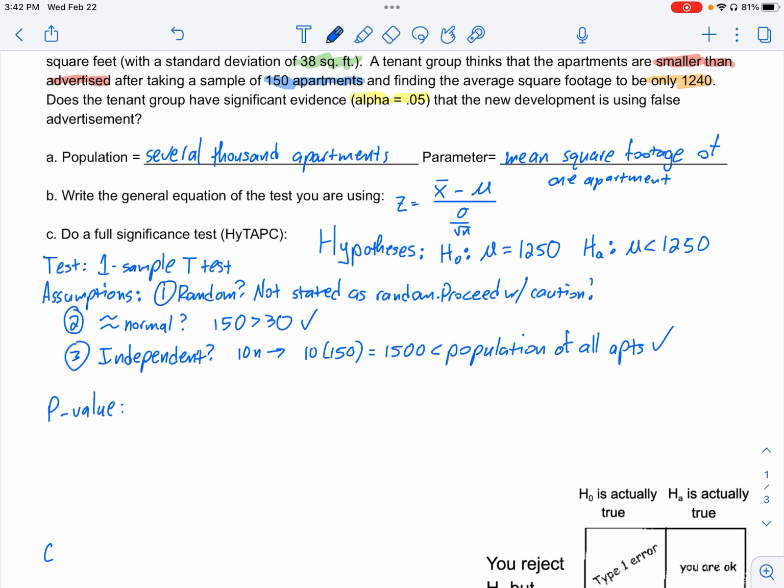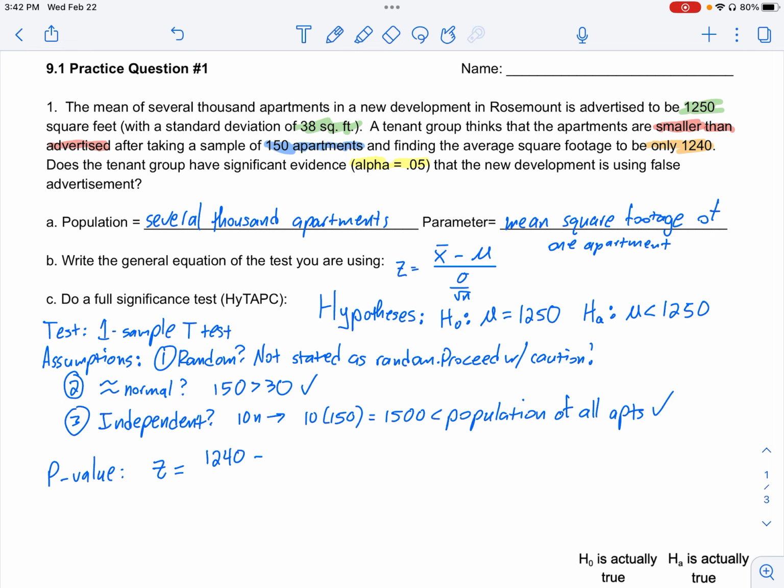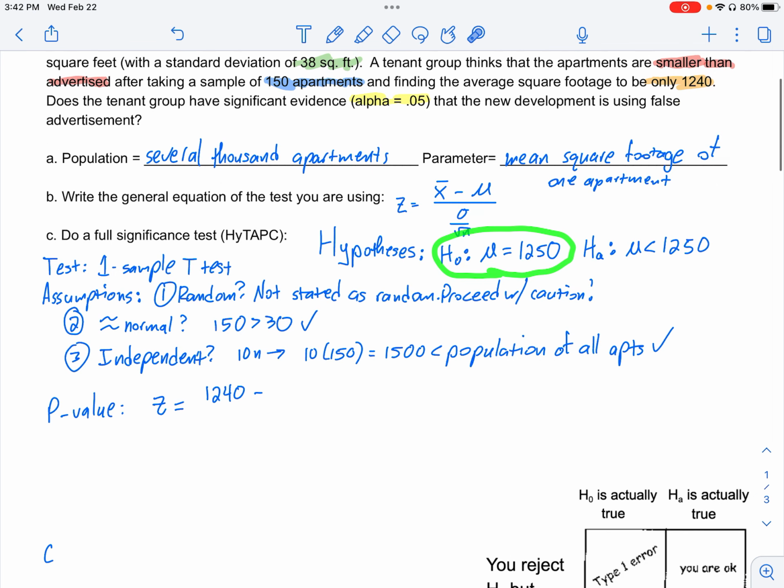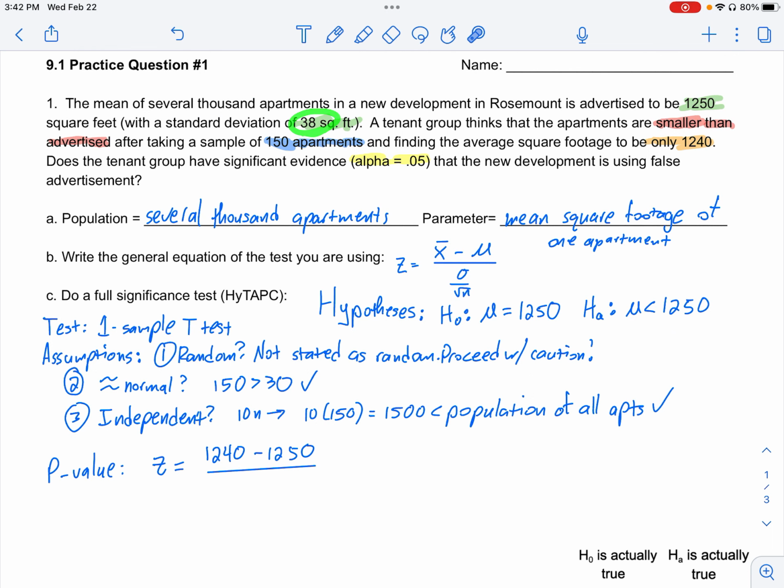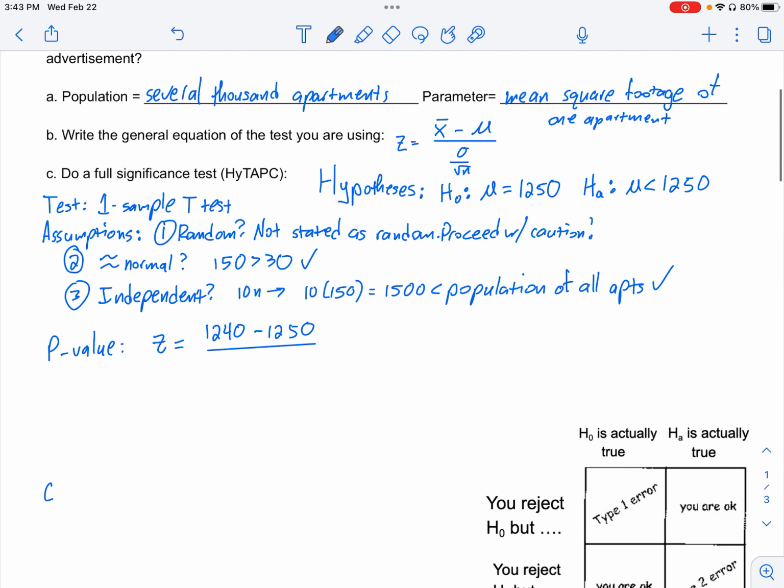So we are going to get a z-score using that formula up right here and look it up in the green packet. The z-score equals x bar, that's the sample statistic, 1240, minus mu. Mu, you can look back at your null hypothesis, is 1250. Then you divide by the standard deviation. Remember, the standard deviation is 38, but that's for a single apartment. We have a sample size to account for, so we divide by the square root of n. So 38 over the square root of 150.